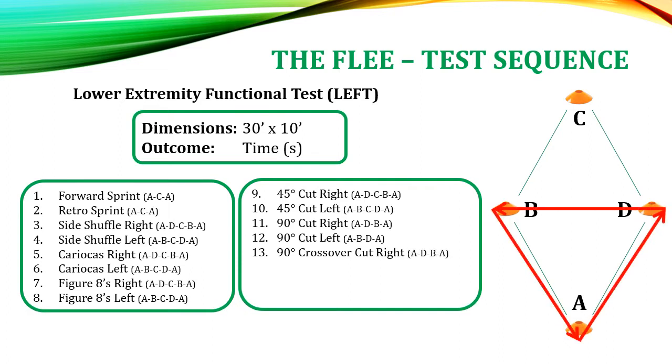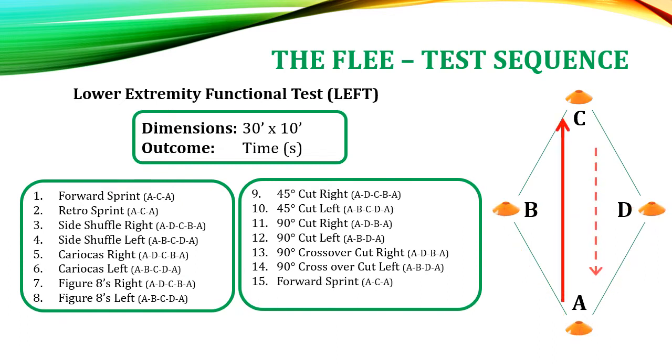Often tricky is the inside foot crossover cut. So as they approach cone D, they will cut hard to their left using their left foot, or the limb that is inside or closest to the cone. Once they hit cone A, they will reverse course of action and do the same. The LEFT ends as it began, with a forward sprint and backwards run between cones A and C.